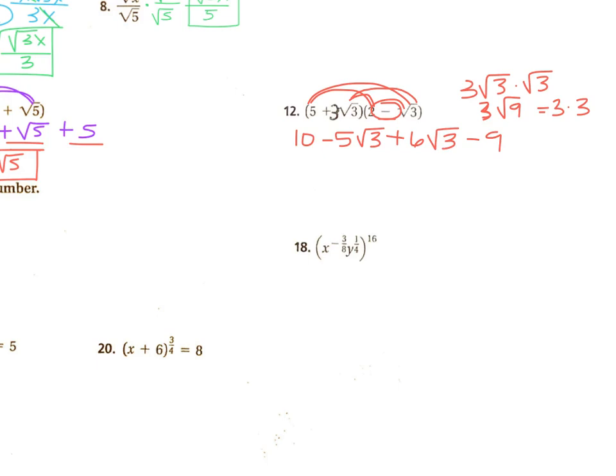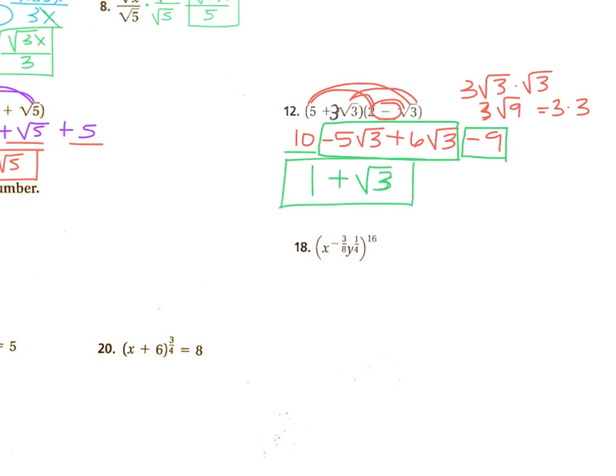Then if we simplify that, we're going to do 10 minus 9, so that's 1. And then we have negative 5 rad 3 plus 6 rad 3 would be a positive 1 rad 3. I'm not going to put the 1 in. You could put the 1 in. It's not a big deal if you do, but it should look like that.